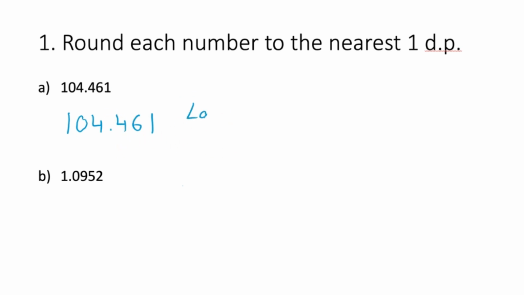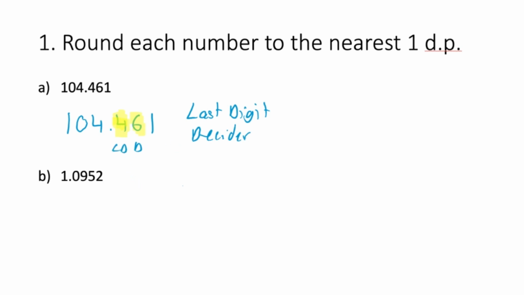You have the last digit and the decider. Now, the last digit is basically the number that you're going to round down or up. Since we're doing first decimal place, 4 is the first decimal place, so we would be rounding 4 upwards or downwards. And the decider, which is 6, is going to decide if we're going to round 4 upwards or downwards. So 6 is the decider and 4 is the last digit.